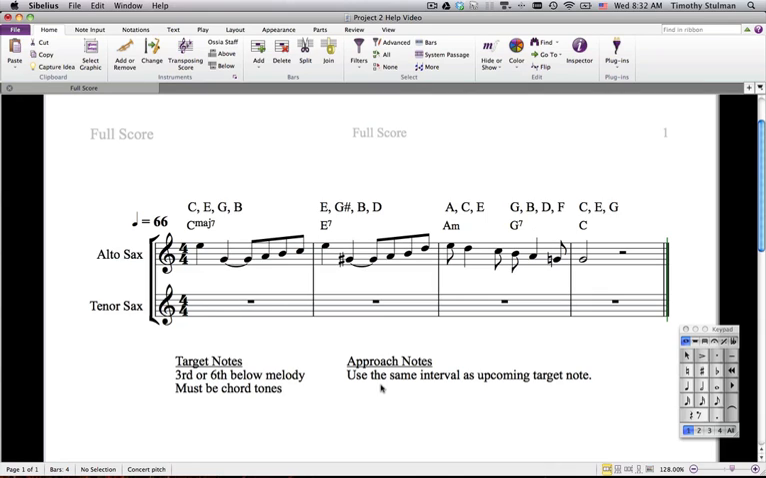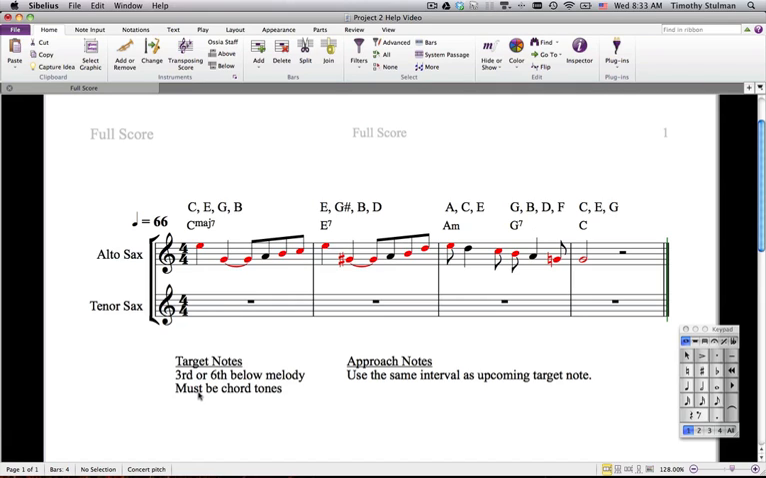So you might find it helpful to change all of the target notes to a different color, so you can easily distinguish between the two. So once again, the target notes must be harmonized at a third or sixth below the melody, and the harmony note must be a chord tone.